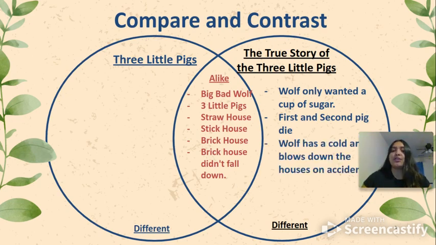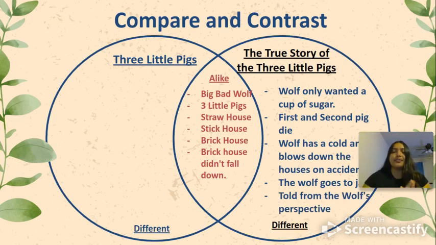Yeah, so the wolf has a cold and blows down the houses by accident in the story that we read today. Yeah, and in this story, the wolf goes to jail. The cops come and he gets arrested and they take him to jail. And last but not least, I know we talked about this earlier. This story that we read today is told from the wolf's perspective. So the wolf is telling his story.